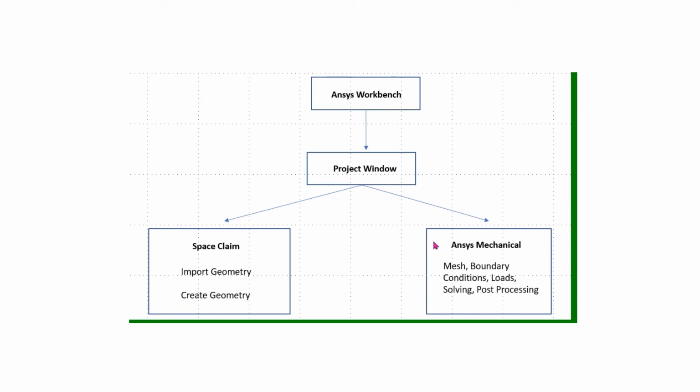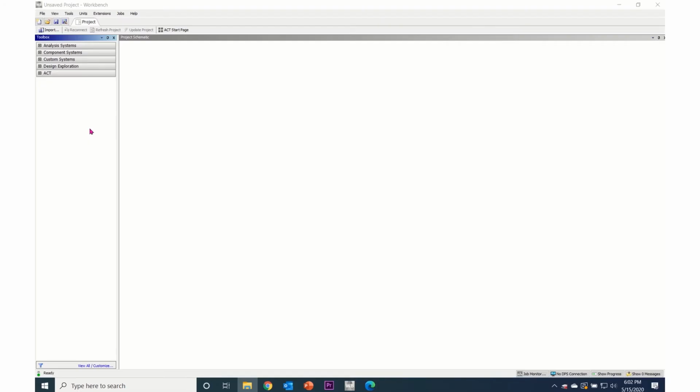With this brief introduction, we will now open Ansys Workbench and look at the steps to developing a finite element model. When you open Ansys Workbench, this is the window that you will see. This whole window is called the project window. Up in the top, it will show you that you have an unsaved project. Once you name your project, it will change to the project name.